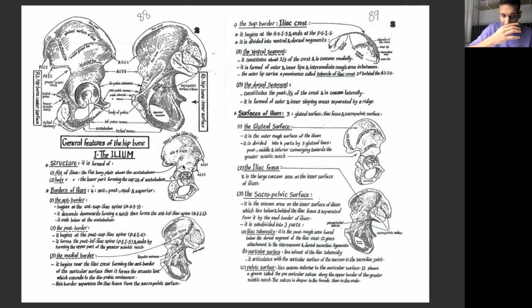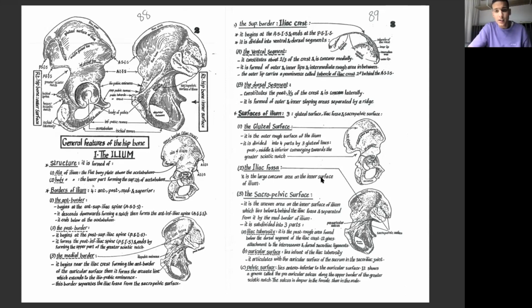That's for the ilium. You can dive into all the borders and details if you want, but I want to move on. The surfaces of the ilium, for example, there is the gluteal surface. The word gluteal relates to the buttocks, the gluteal muscle. So obviously it will be on the lateral aspect. That's the gluteal surface, okay? And it is found right here.